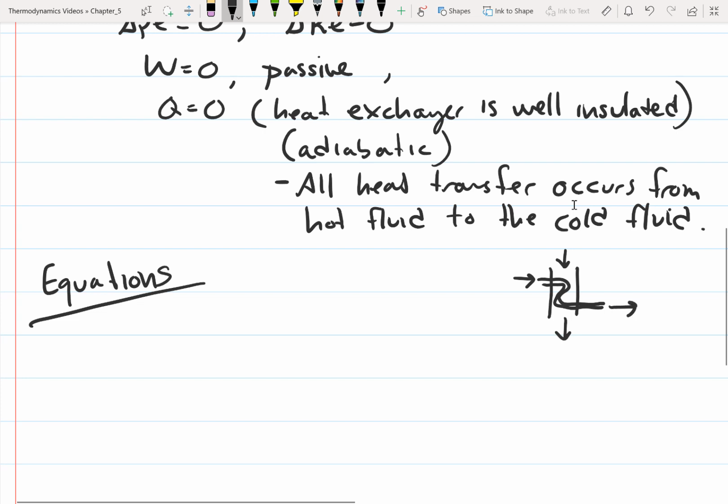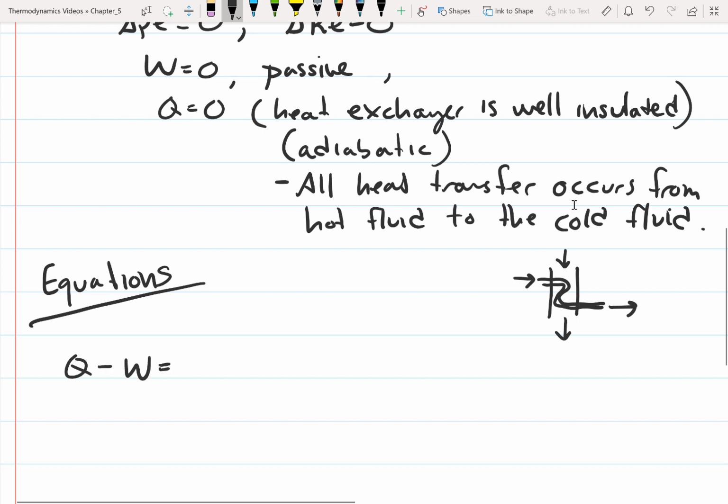So we need to consider our first law energy balance, so we need the steady flow equation that allows for multiple inlets and outlets. And that was derived in the video that I did on the derivation for the first law energy balance. So go back and watch that if you want to see where this equation came from, but for here I'm just going to write down the equation.